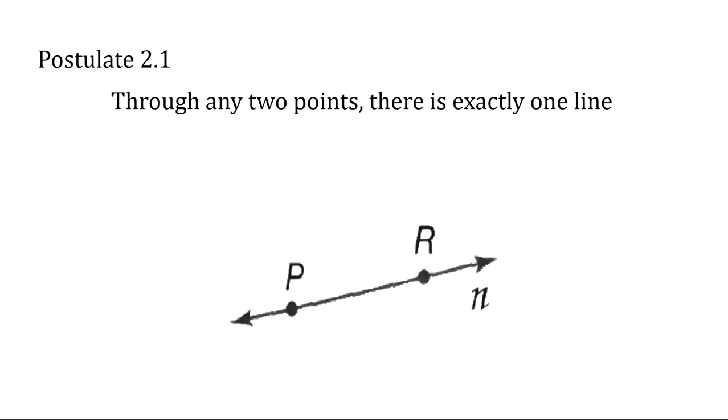So postulate 2.1: through any 2 points, there is exactly one line. We learned this before. You learned it in algebra when you were trying to graph y equals mx plus b, the equation of a line. You needed to plot at least 2 points. Once you had the 2 points plotted, you were able to connect the dots and create your line, because the line had to go through 2 points.